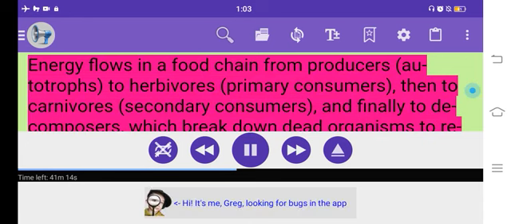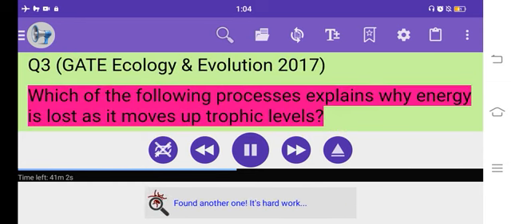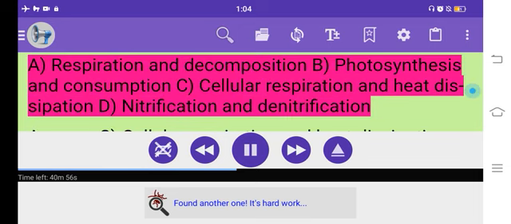Explanation. Energy flows in a food chain from producers, autotrophs, to herbivores, primary consumers, then to carnivores, secondary consumers, and finally to decomposers, which break down dead organisms to recycle nutrients back into the system. Q3, GATE Ecology and Evolution 2017. Which of the following processes explains why energy is lost as it moves up trophic levels?